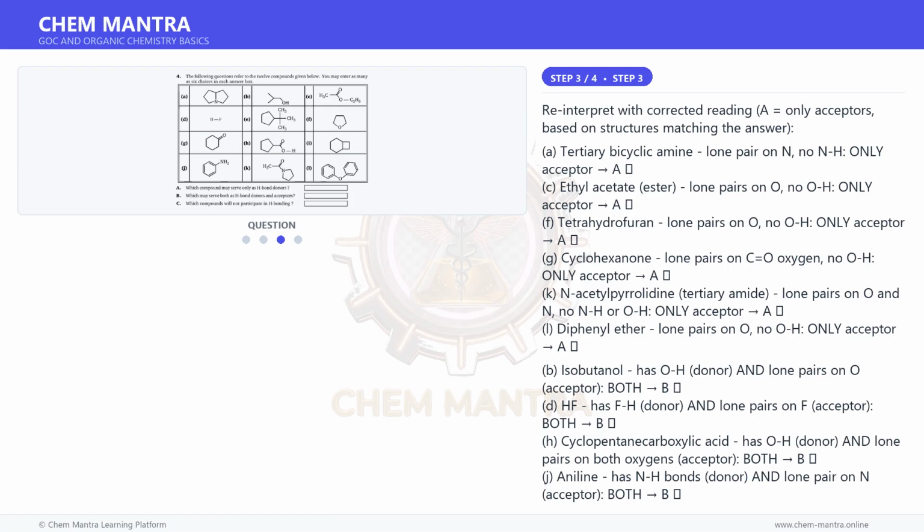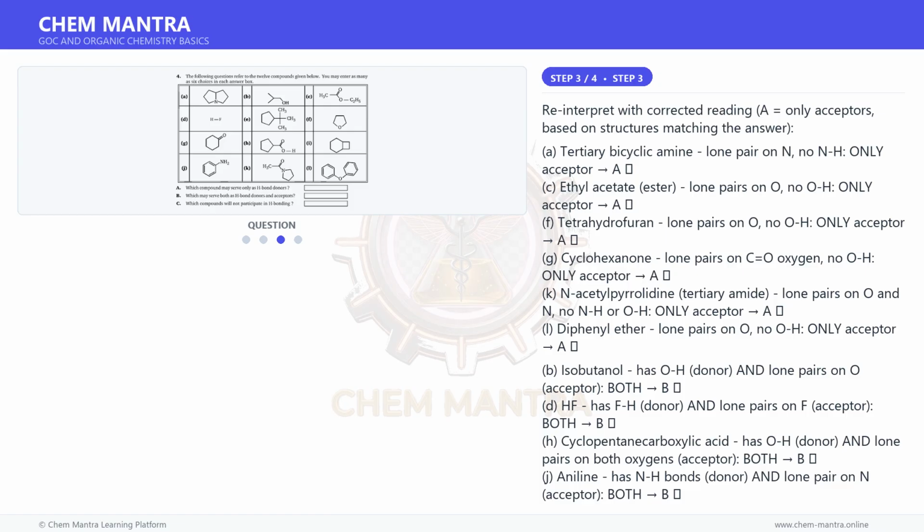A, tertiary bicyclic amine, lone pair on N, no NH, only acceptor, A. C, ethyl acetate, ester, lone pairs on O, no OH, only acceptor, A. F, tetrahydrofuran, lone pairs on O, no OH, only acceptor, A. G, cyclohexanone, lone pairs on C=O oxygen, no OH, only acceptor, A. K, N-acetylpyrrolidine, tertiary amide, lone pairs on O and N, no NH or OH, only acceptor, A. L, diphenyl ether, lone pairs on O, no OH, only acceptor, A.